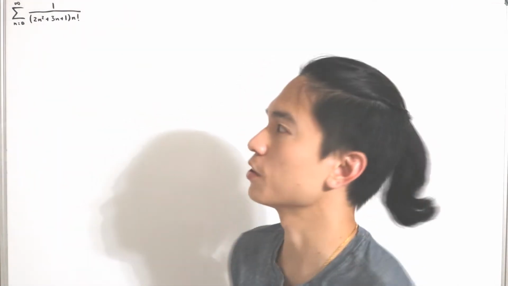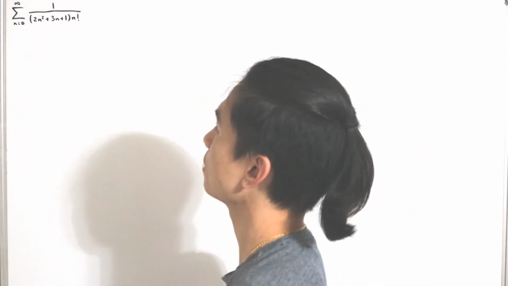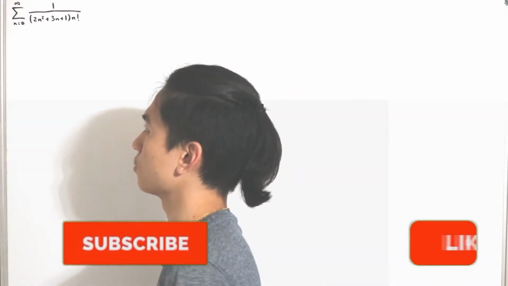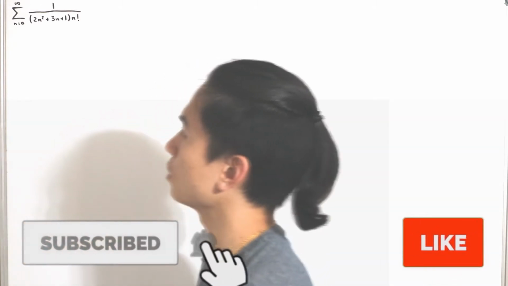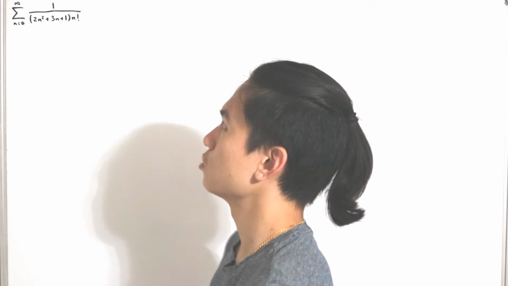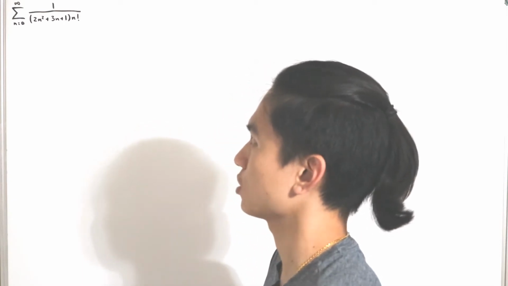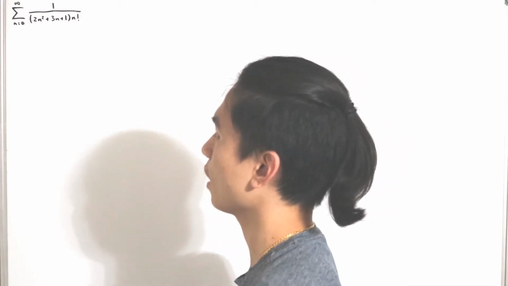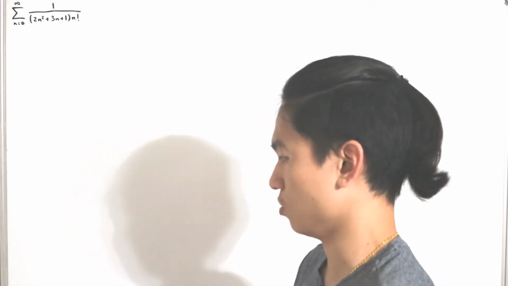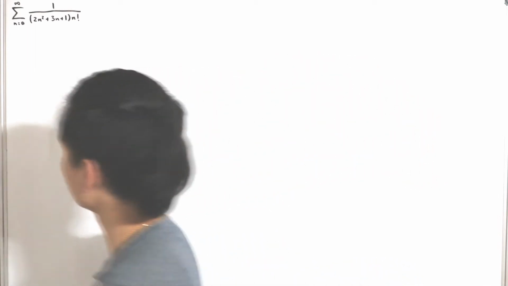Okay, so welcome back to another video. In today's video, we will be evaluating this infinite series, the series from n equals 0 up to infinity of 1 divided by (2n squared plus 3n plus 1) multiplied by n factorial. Okay, let's get started.